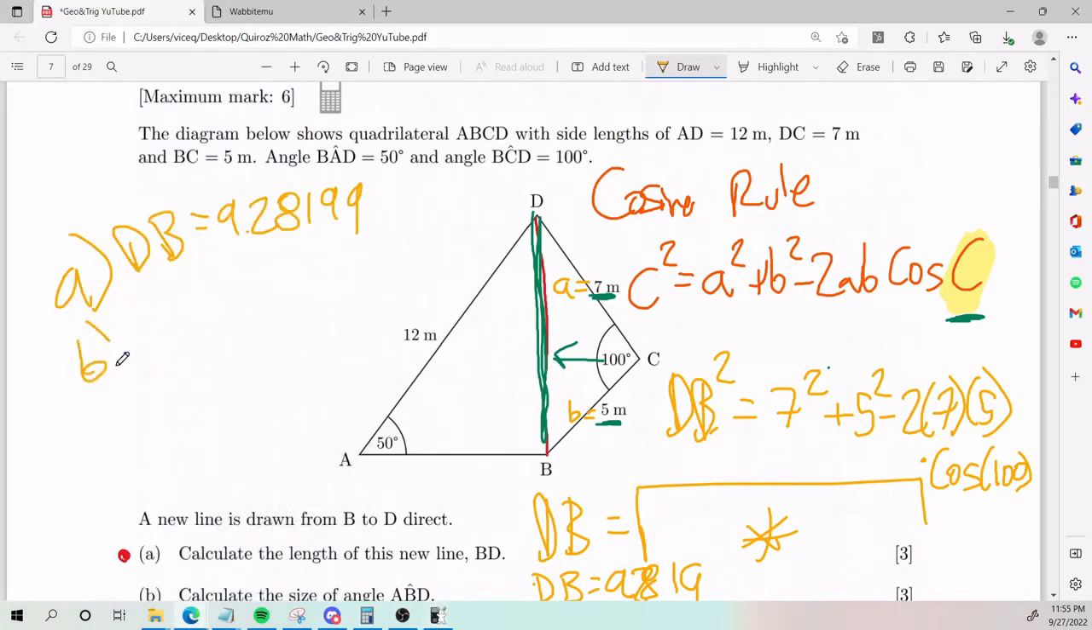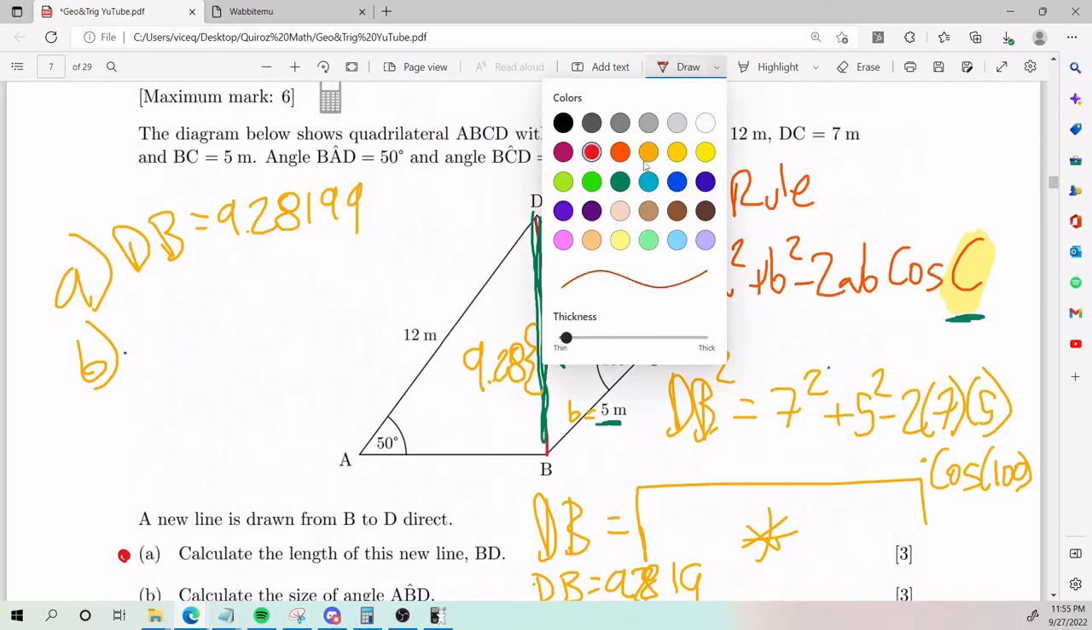Now for part B, we need to calculate the size of the angle ABD. ¿Cierto? So again, we are dealing with a triangle. We have this side over here, which we said was 9.28, roughly. And we need to find the angle ABD. So again, process is important. What is the most useful tool? What is your number one? Your number one is the sine rule.